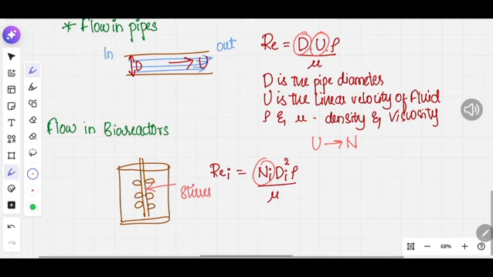Here we used D, the diameter of the pipe, but here we are going to use the diameter of the impeller, which is represented as D_I. Also note that the diameter is squared in this equation. This means that the geometry of your impeller has a much stronger impact on the flow regime than the speed does. So the value of Re tells us the flow regime.